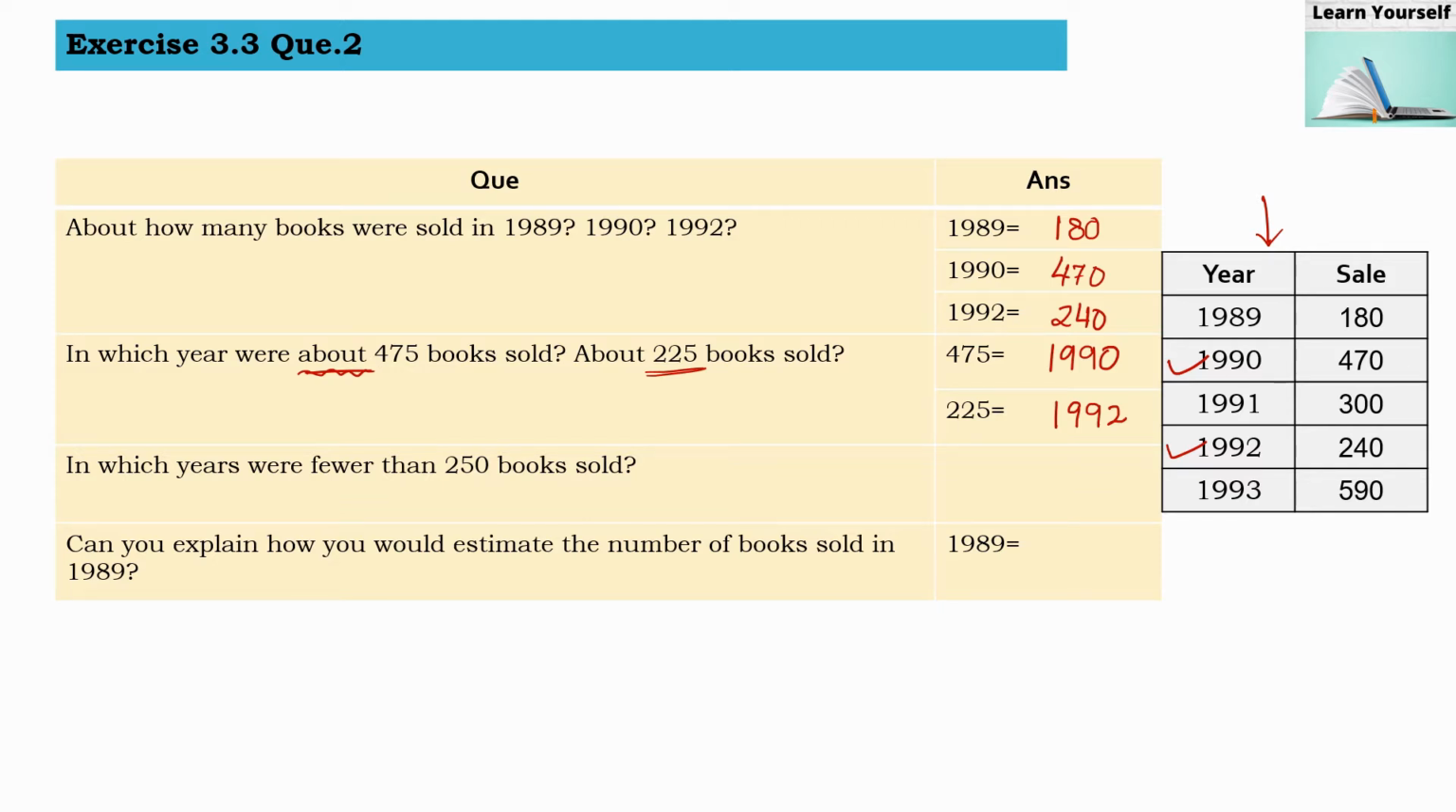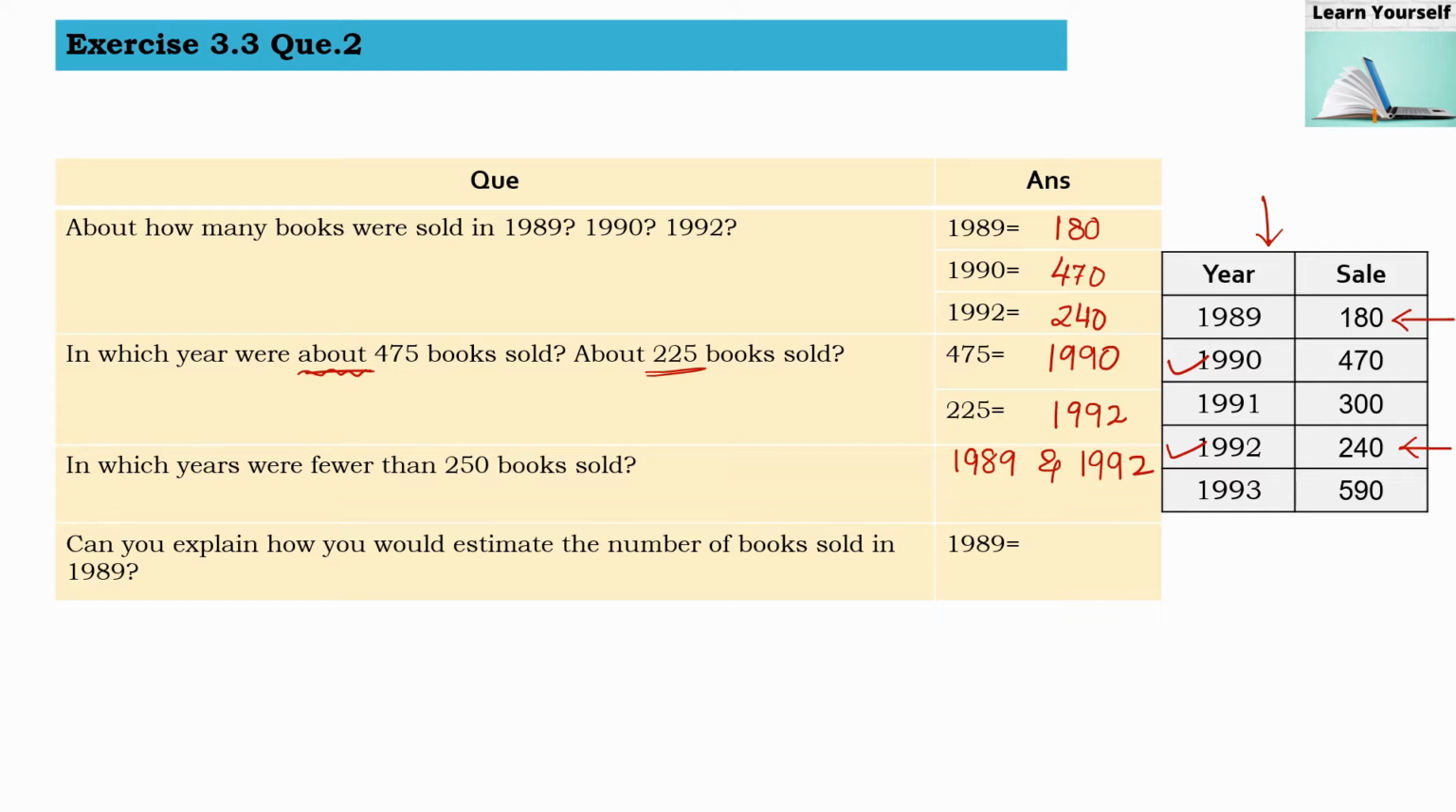Third question, in which years were fewer than 250 books sold? So in 1989 and in 1992. In these 2 years, the book sale was lesser than 250 books. So here I am going to write, in the year 1989 and in the year 1992, the sale was fewer than 250 books.